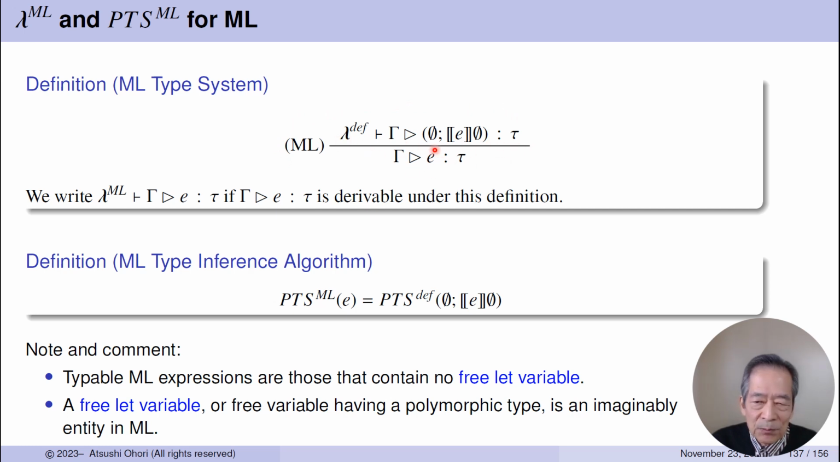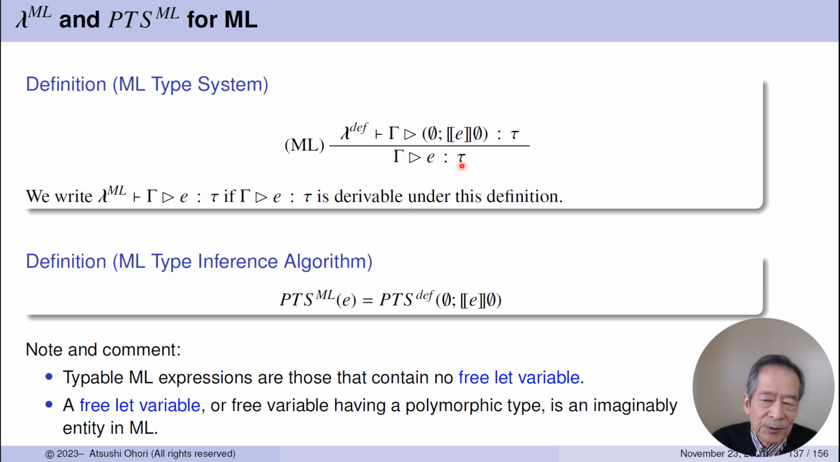We transform E by lambda lifting and make a term of this lambda def with an empty let environment. And if this term has typing gamma turnstile this term colon tau in lambda def, then this ML expression E has a typing gamma turnstile E colon tau. So this is the definition of ML typing. So we write it this way if this typing is derivable under this definition. Right? So this is a type system.